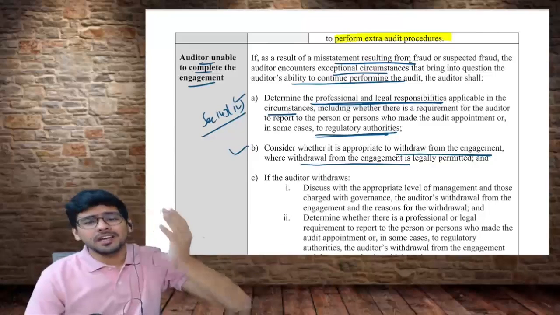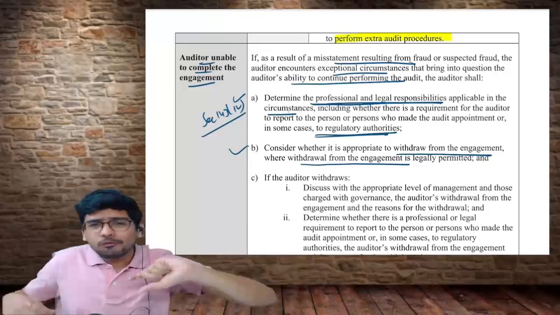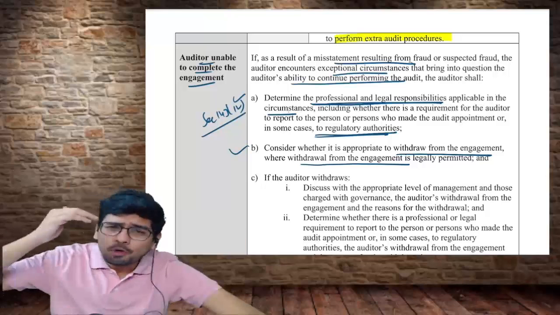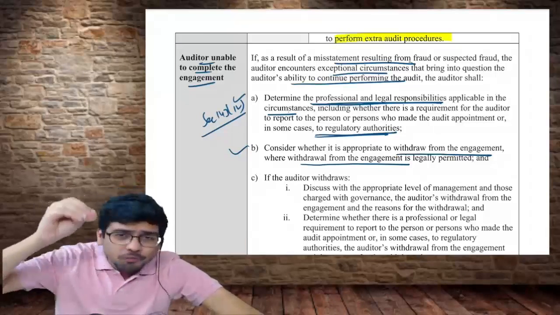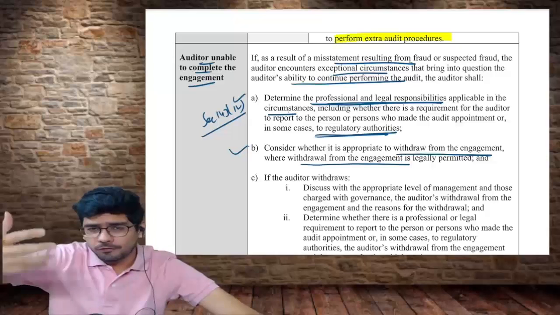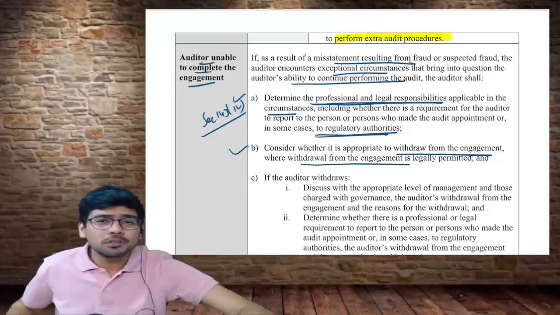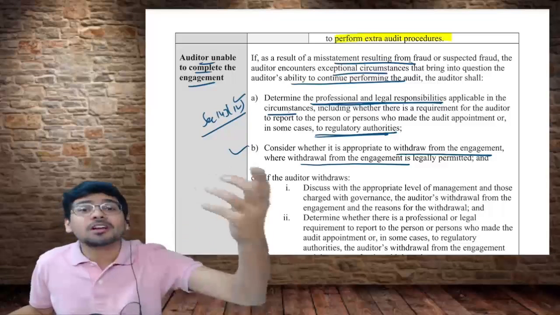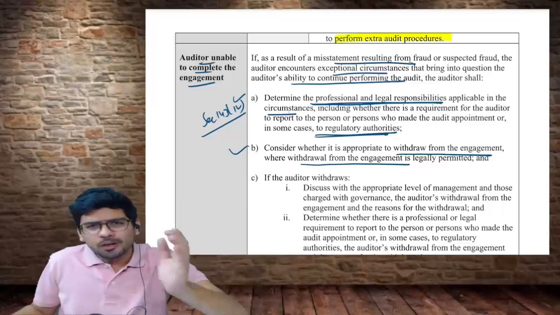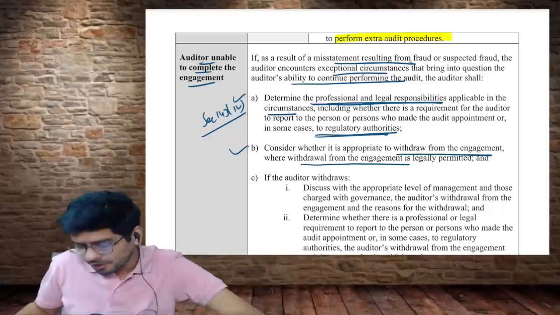You can leave the engagement, but even if you leave, you have to understand and comply with any professional or legal duties that you are bound with. For example, in India, we have to report to the central government under section 143(12). We have to report about the fraud in CARO also. CARO is a special report. CARO is a report which we are going to cover in the audit report chapter.